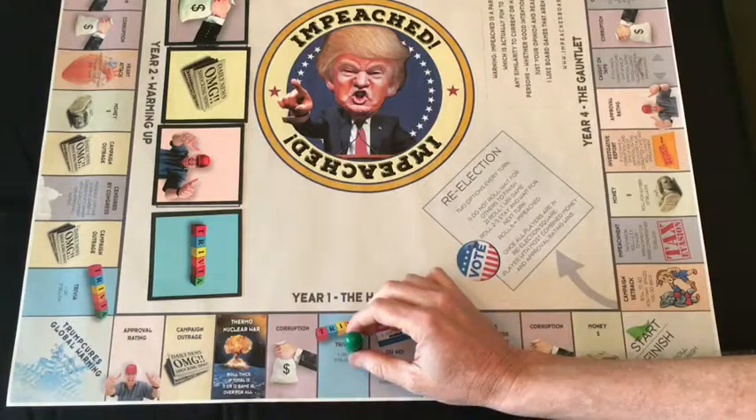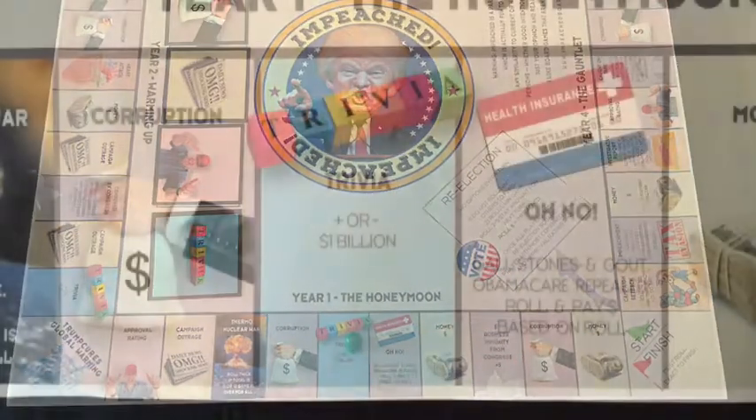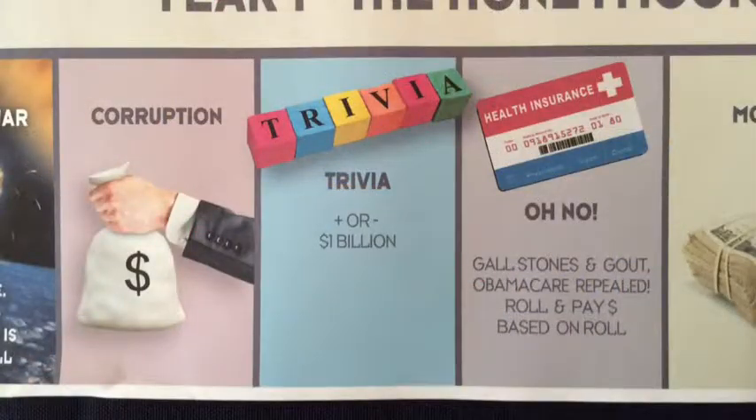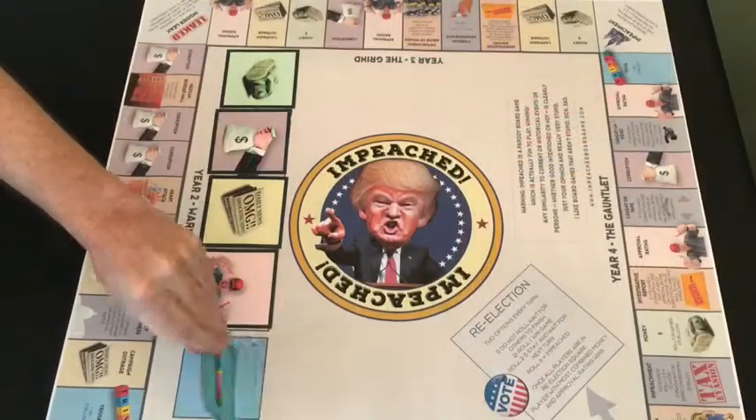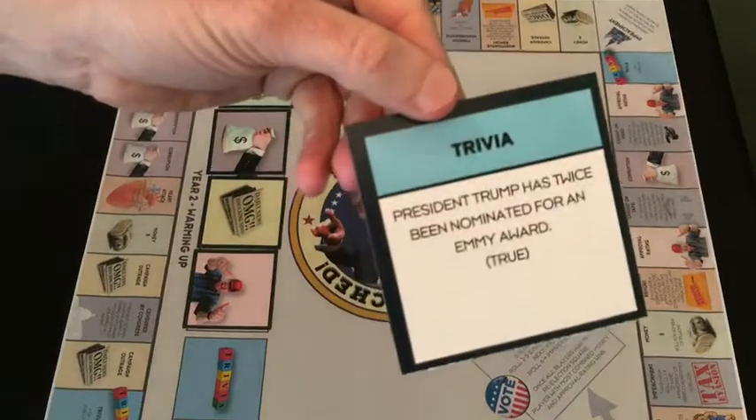Another repeating space is trivia. When someone lands on this space, another player picks a card and asks them a trivia question. If the player answers correctly, they get $1 billion. If incorrect, they lose $1 billion.